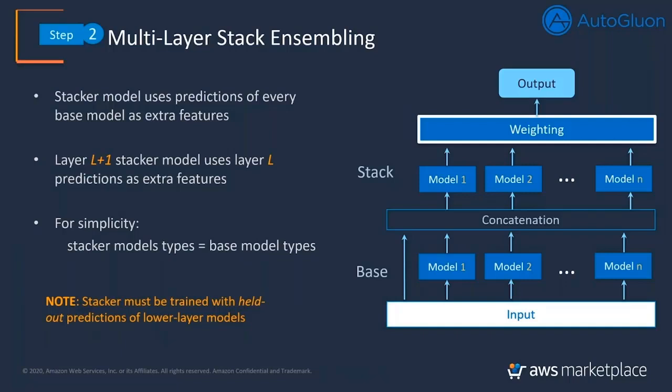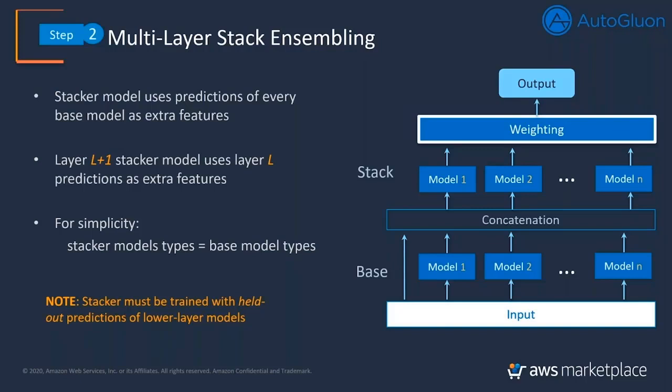So this gets into the meat of things, the multi-layer stack ensembling. A stacker model is a model which uses predictions of every base model as extra features. So you have your initial features, maybe you have 10 features, and then you train 5 base models. You have your k-nearest neighbors, your LightGBM, CatBoost, neural network, random forest, right? And each of these makes prediction probabilities.